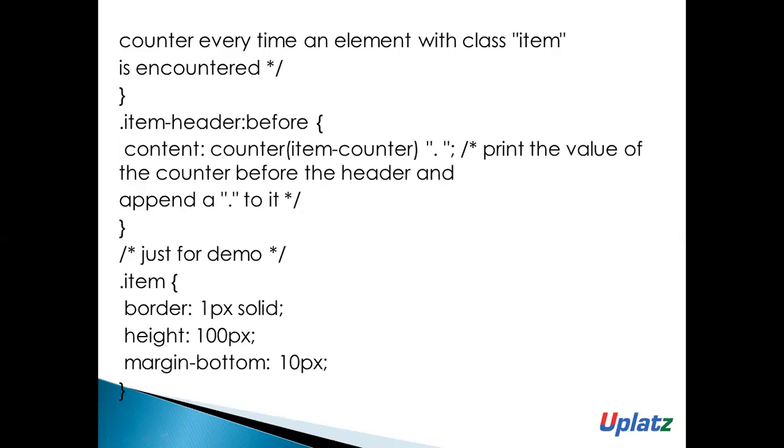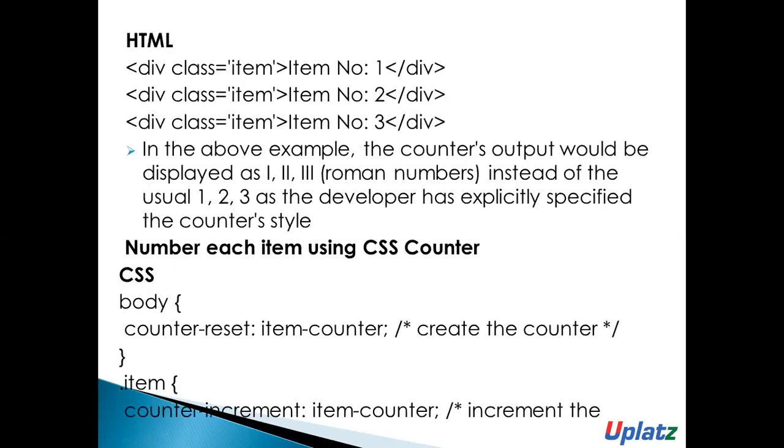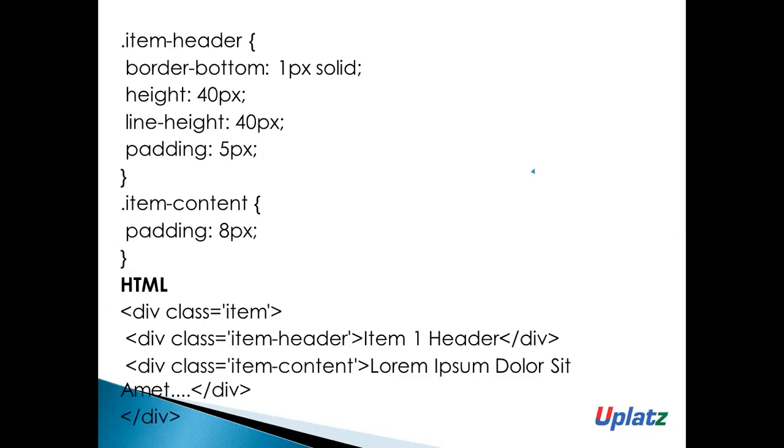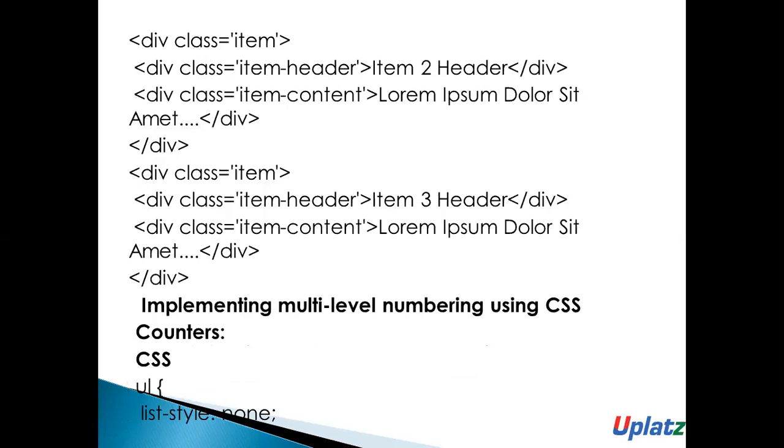So these are the three things you need to do in order to use counters in CSS. First you need to create, increment, and then print. Other things depend upon the developer's wish. I also have a header and a content. For everything I'm giving a border, bottom, height, padding, etc., so that if you run this you will be able to find the difference. At the end I will execute this program and show you.